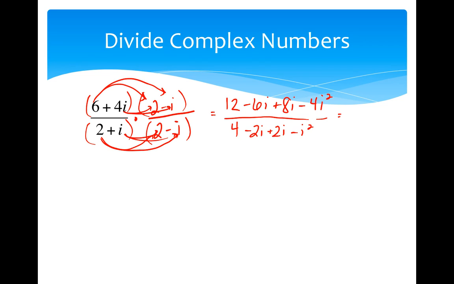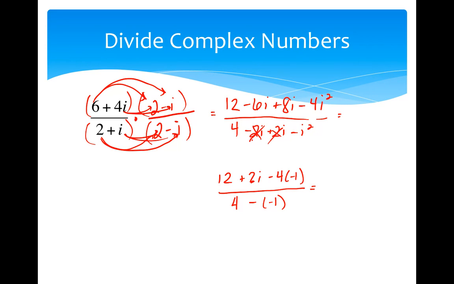So in the numerator, we've got 12. Combine the -6i and 8i to get plus 2i. And then it's a minus 4. Replace the i squared with -1. And then on the bottom, when we go to combine our like terms, negative 2i and positive 2i cancel. That's the purpose of multiplying by that complex conjugate. Those outside and inside terms should always eliminate each other. So we just have the 4 and then minus i squared, which is negative 1.